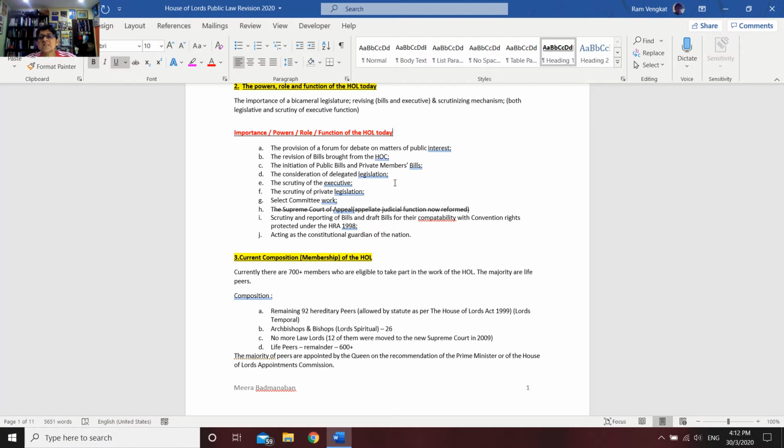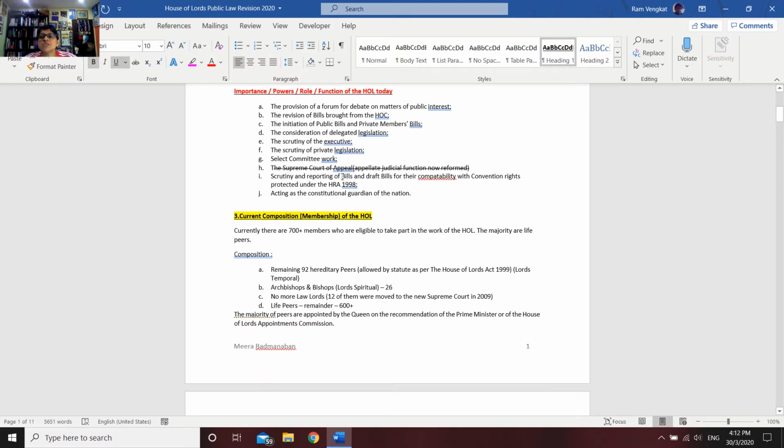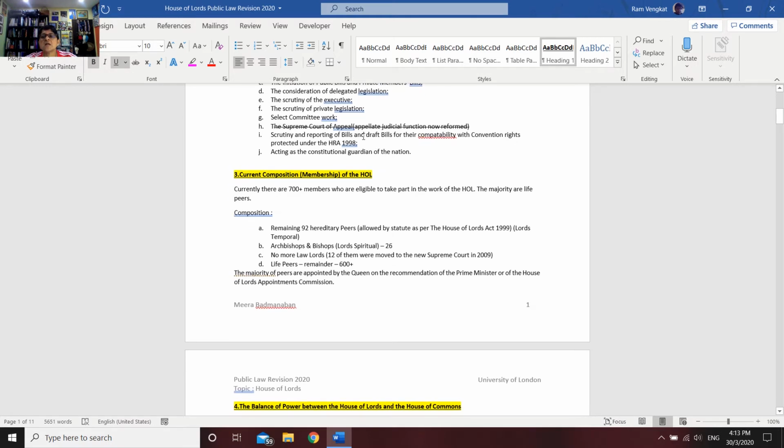But that's not the only thing that it does. It also scrutinizes the executive, E. It also does, G, select committee work. H, I have deliberately crossed it out so that nobody makes that mistake. It is no longer the highest appellate court. So the appellate judicial function has now been removed, and of course there is a new Supreme Court. The 12 law lords who were in the House of Lords before were moved in the year 2007 to the new Supreme Court. What else does the House of Lords do?